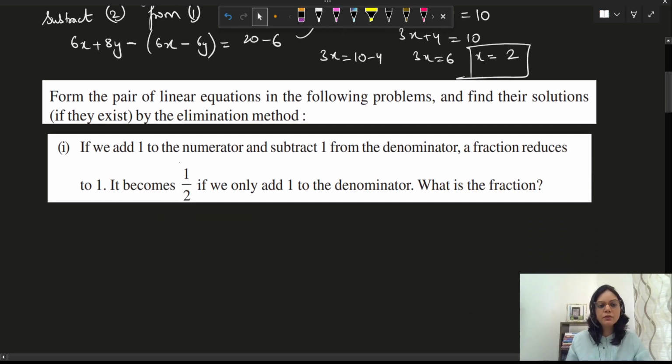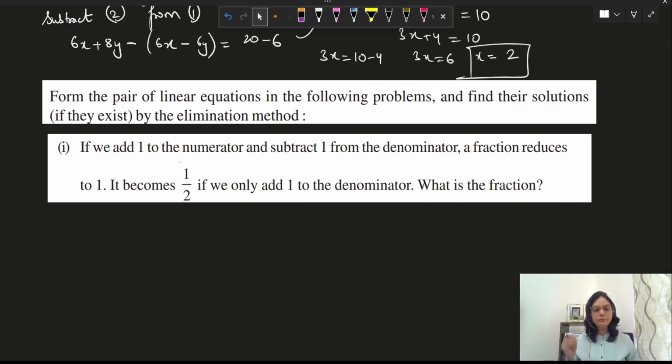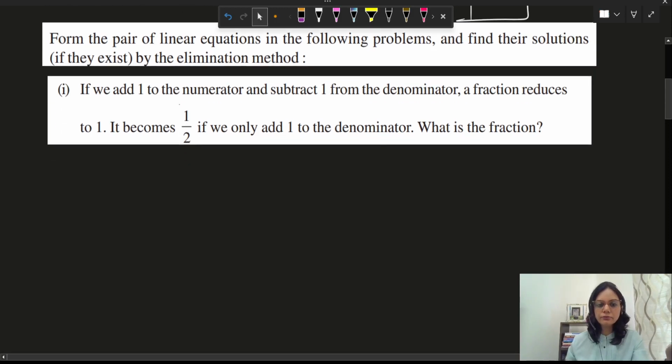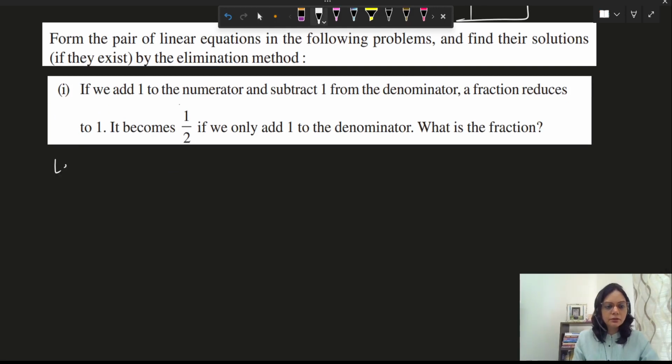Now, form the pair of linear equations in the following problems and find their solutions, if they exist, by the elimination method. So what can be done over here? Let's start with the first question. First thing is that you need to frame the equations on your own. The equations are not given to you. So read the statement carefully and then try to frame the equation. If we add 1 to the numerator and subtract 1 from the denominator, a fraction reduces to 1. So let the fraction be x by y, where x is the numerator and y is the denominator.